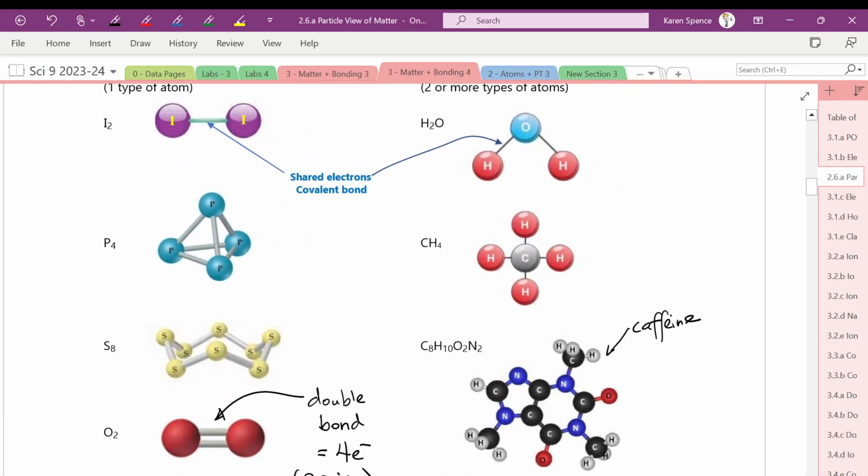All of these guys here, these are all ball and stick models. Can you imagine why they're called ball and stick models? Because here we have the ball and here we have the stick. Ball and stick models.